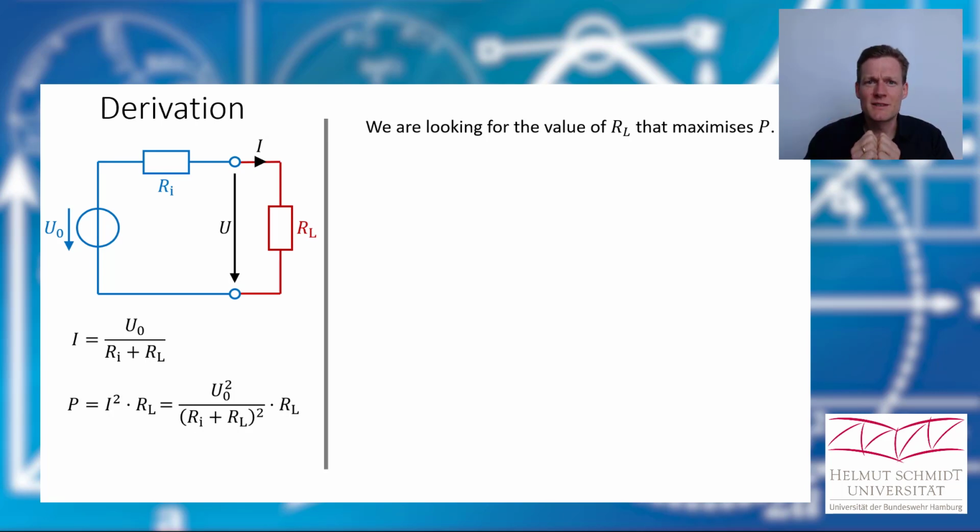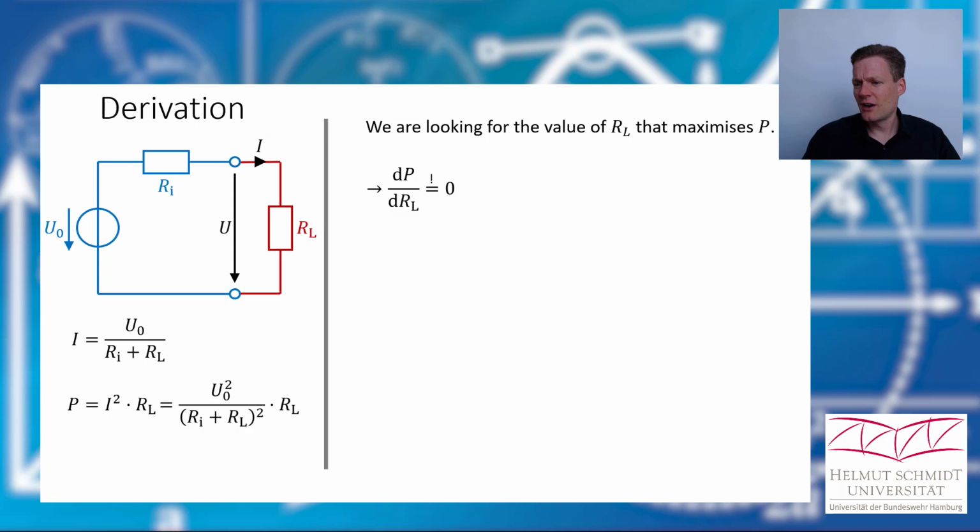How do we find maximum values of functions? We take the first derivative, set it to 0, and there we have a maximum value. It could be a maximum or a minimum value. We already have seen in our simulation there's only one maximum value. Okay, we want to find the derivative of P with respect to RL, and that should be 0.